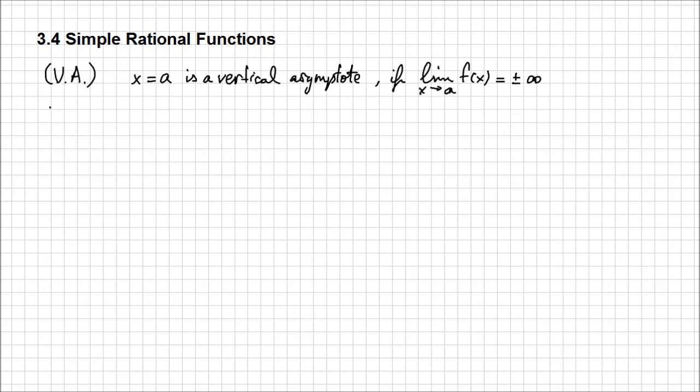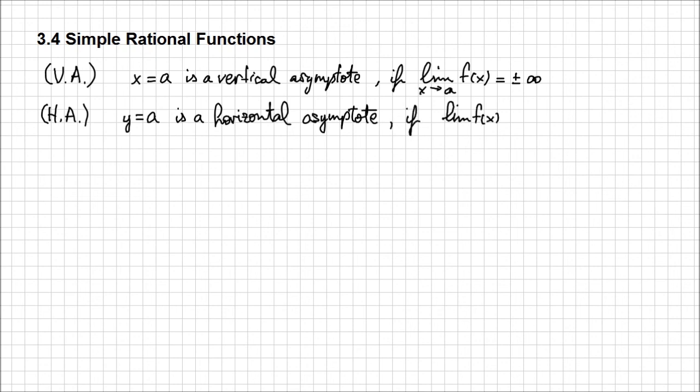Horizontal asymptotes can be found based on this general rule. We say that y equals a is a horizontal asymptote if the limit of f of x when x approaches infinity is a, or the limit of f of x when x approaches minus infinity is a. So that y equals a is going to be your horizontal asymptote.